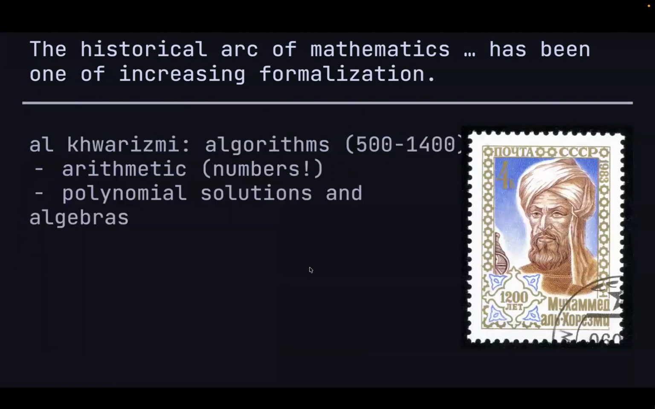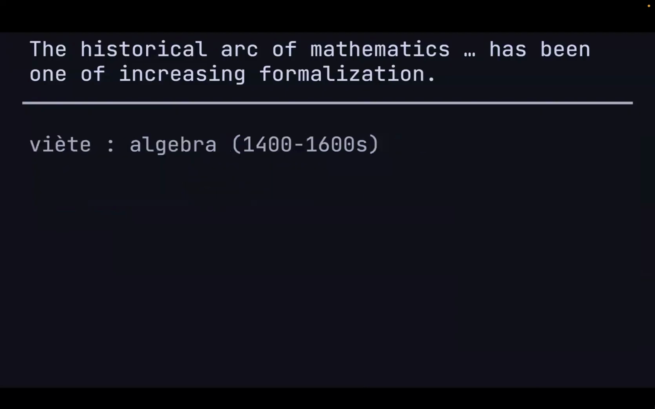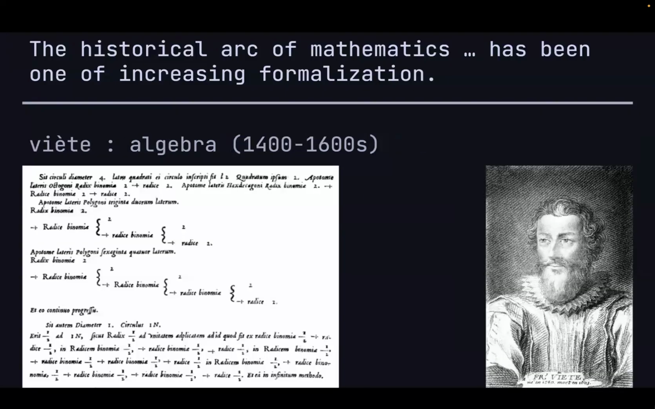And then al-Khwarizmi, if that sounds familiar, this is what algorithms is. This says algorithms right here. He actually invented algebra. He and his research group also invented the Arabic numbers that we love so much, right? He also did a lot of the early work in arithmetic and also looked at polynomial solutions and a lot of algebra. And then Viete is where algebra actually starts. This is where all the notation that we end up using comes up.